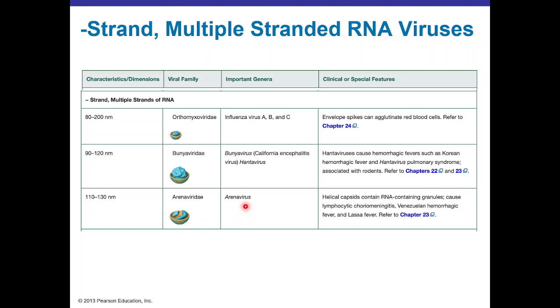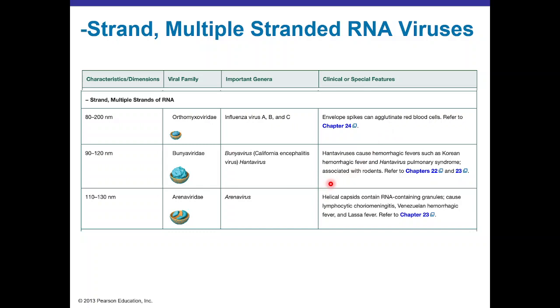Arenaviridae is kind of a strange virus because its genome has pieces that are plus strand and pieces that are negative strand. Although it's strange, this virus has an important shape because it looks like granules. That's why it's called Arenaviridae. It looks like sand granules. In the case of Orthomyxoviridae, we have influenza virus type A, type B, and type C that cause influenza, and they have spikes in their envelope that can agglutinate red blood cells.